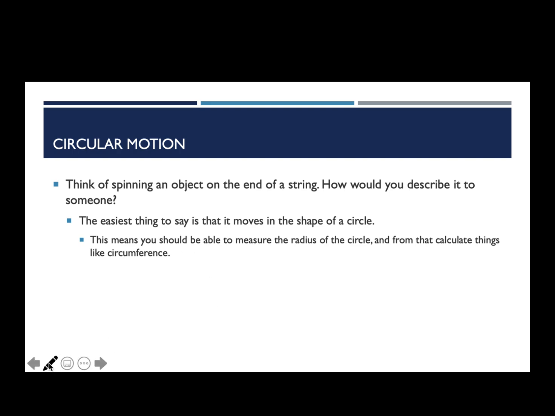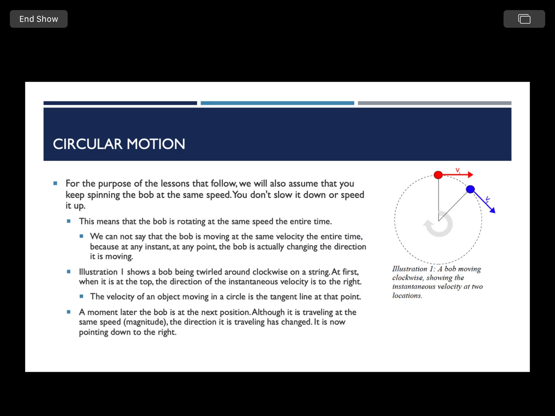So first things first, what is circular motion? Well, it's when things are going in a circle. It seems obvious. But because it's going in a circle, we can actually do things like measure the radius and then calculate things like the circumference, which is going to become super handy in a minute. Now, for the purposes of these lessons, we're going to assume that we're spinning at the same speed. Now, notice I said same speed, not same velocity. So we cannot say it's moving at the same velocity because the direction is changing.